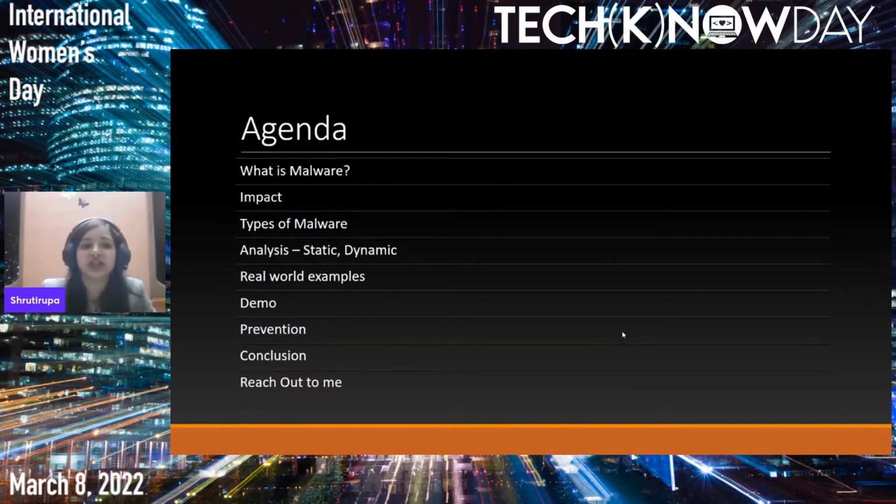So today's agenda is understanding what malware is, why we are infected with malware, why we are talking about malware, what could be the impacts of malware, the types of malware, their analysis, and some real world examples. I'll give you some demo examples. I won't be showing an entire demo, but I will give you some examples that I have performed before. And finally, we'll be talking about prevention and conclusion.